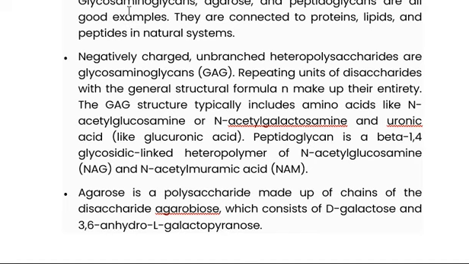Agarose is a polysaccharide made up of chains of disaccharide agarobiose, which consists of galactose and 3,6-anhydro-L-galactopyranose.